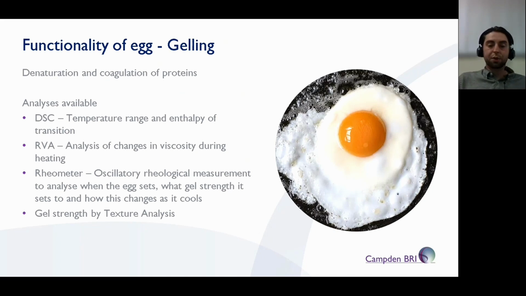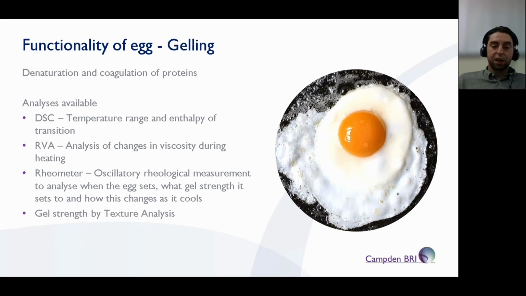There's different types of analysis that we can do on egg gelling to understand their properties. Differential scanning calorimetry, or DSC, is a useful one. It's a thermal technique used to analyze the temperature ranges of thermal transitions, for example, protein denaturation or protein coagulation. It works by measuring the change in enthalpy at certain temperatures. So during an exothermic or an endothermic process, such as coagulation, energy is taken in and the thermal equipment can detect that.